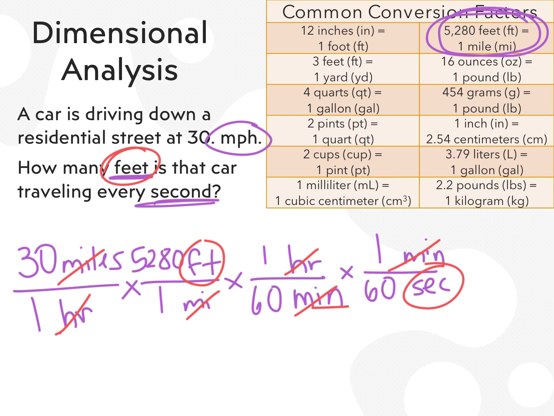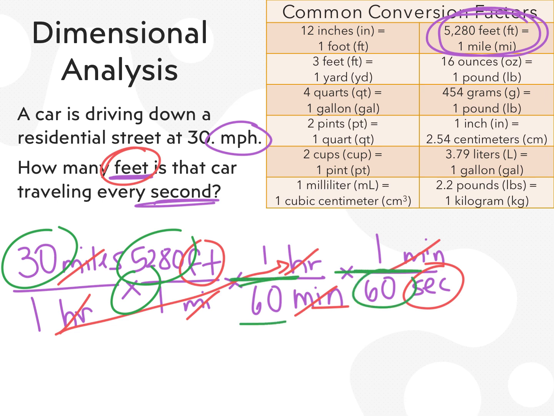So in this case, I'm canceling from top to bottom, bottom to top instead of top to bottom. But either way, I'm canceling. What I don't want, I'm going to put on the other side of the fraction. As far as my calculations, 30 times 5280 divided by 60 divided by 60. 30 times 5280 divided by 60 gives me 44 for the units, feet per second.